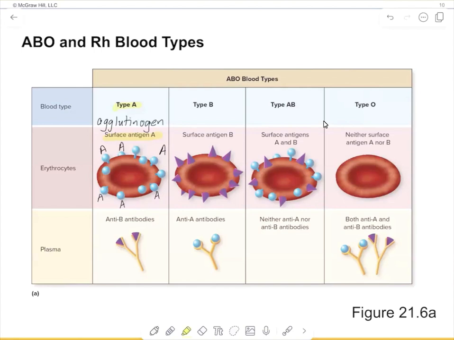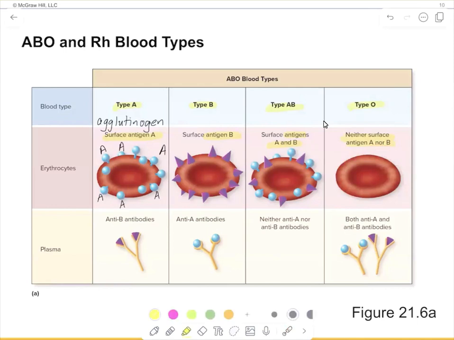So type B blood is going to have the B antigen. Type AB means that it has both antigens. So there's no such thing as an AB antigen. It just means there's the presence of the A antigen as well as the B antigen. Type O blood has neither surface antigen. It's basically a naked membrane. So it has no identifiable antigen A or B.